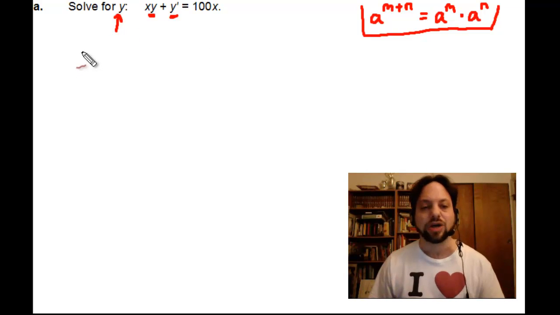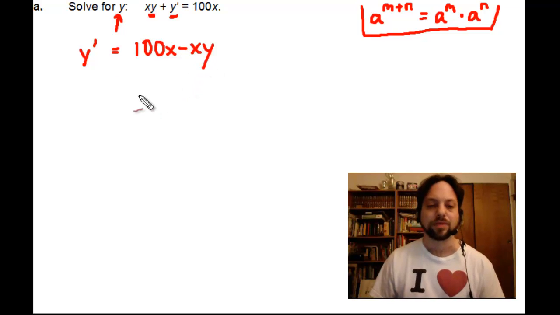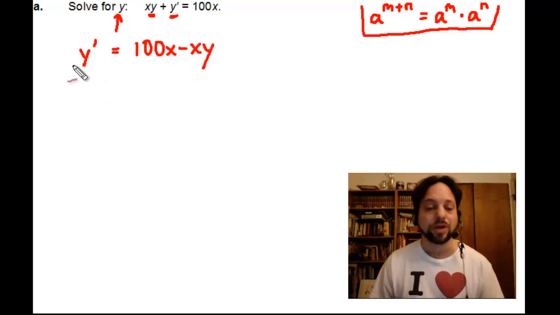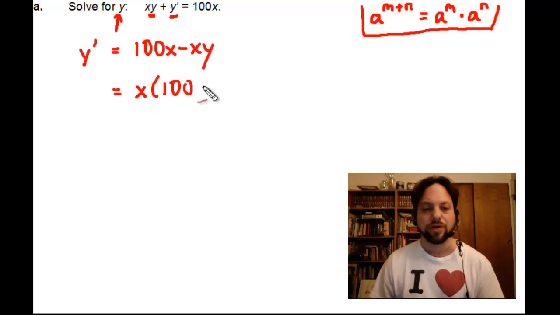Let's go ahead and solve for our y prime. After all, if we want to integrate, it's y prime that we have to get by itself. On the right side, we'll have 100x minus xy. Now, this y hanging out over here is not going to do us any good, so we need to somehow get that y over to the left side. And the way we're going to do that, well, we can actually factor the right side. Take a look, there's x's in both of these terms. So if I factor it out, this is actually what I'm going to get.